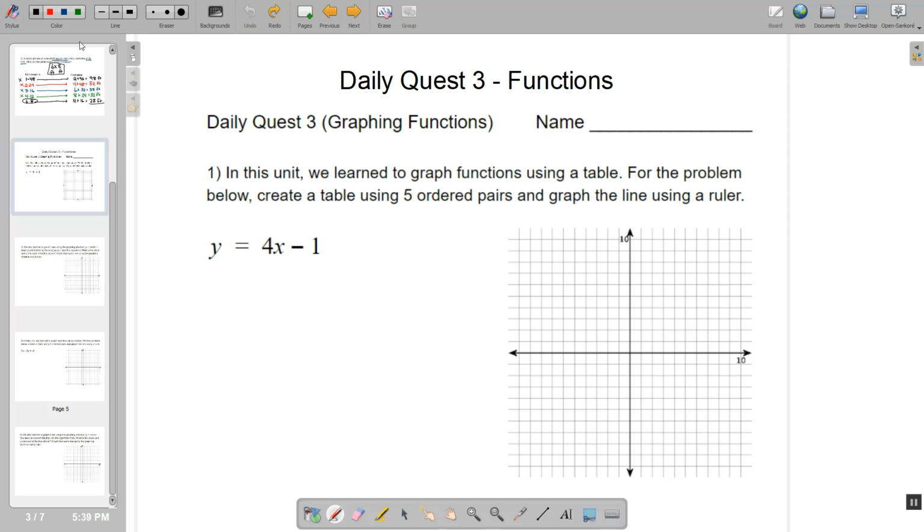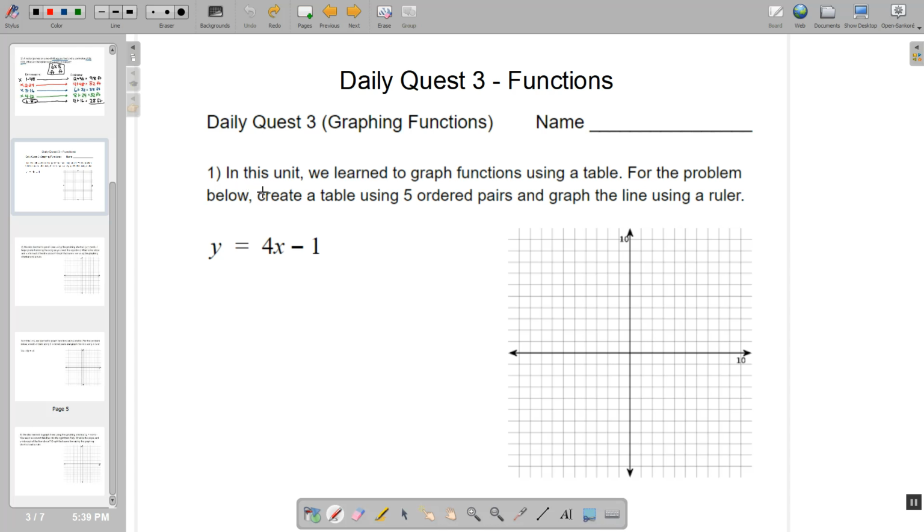Buddy, we're going to shortly go through the answers for our Daily Quest 3 on functions and graphing functions. Just like before, there are two major problems, two on the front and then two on the back, whereas the two on the front are the same problem, two on the back are the same problem. So we should be getting the same answer a few times.